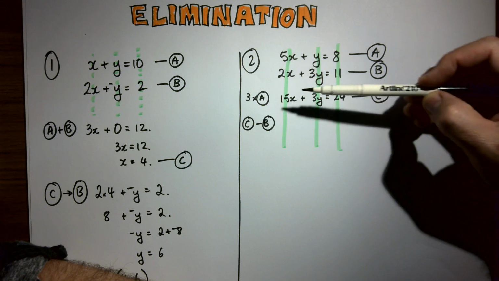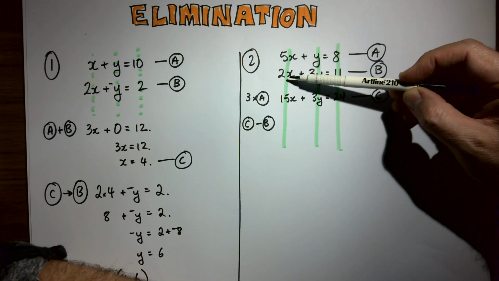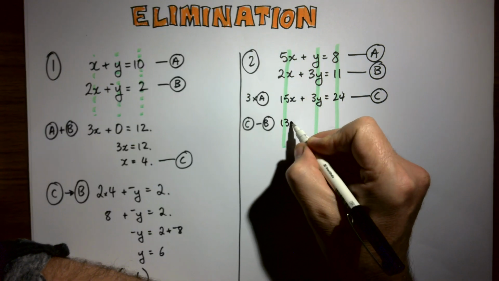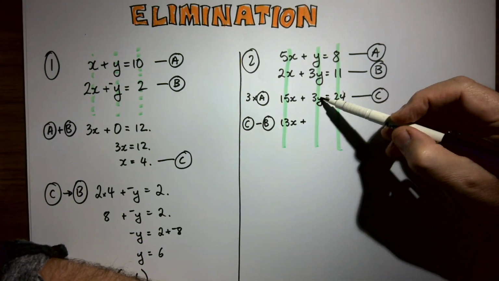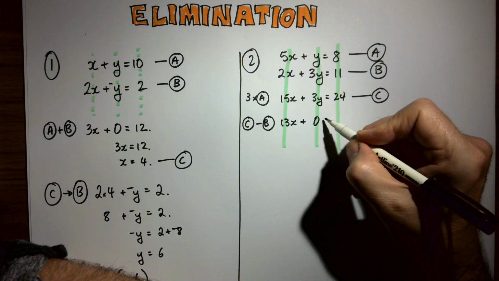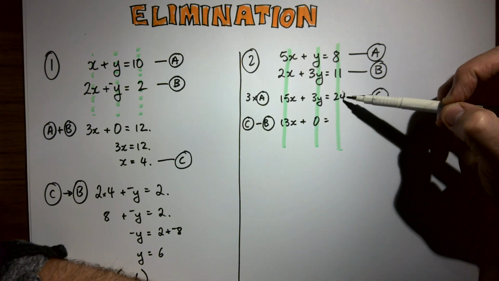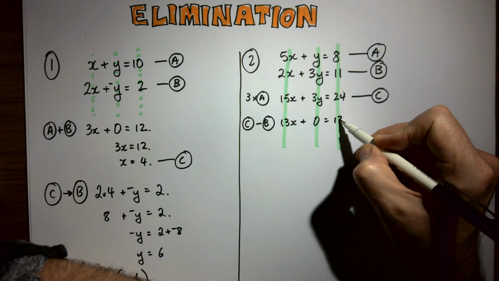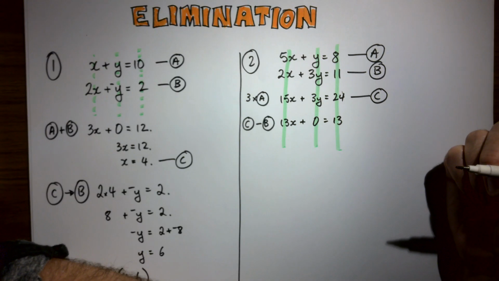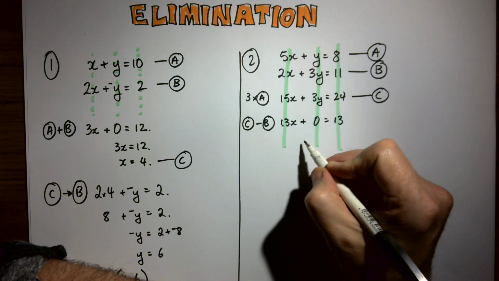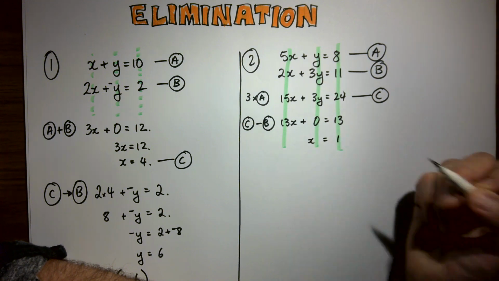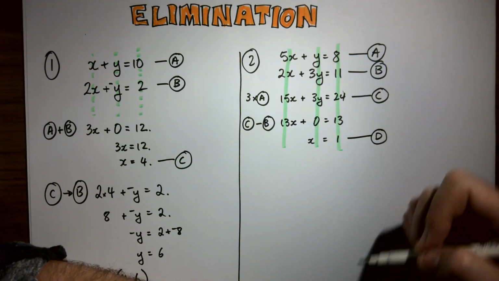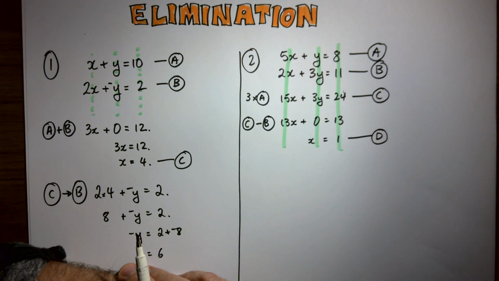So what have I got there? I've got 15 and I'm subtracting 2 x's, so I've got 13x there. 3y minus 3y is 0. I've got 24, subtract 11. That's 13. Oh my goodness, look at that. x is 1. Boom. Call that D. I mean, quite frankly, you can do the whole alphabet here if you want. There's no limit to that.